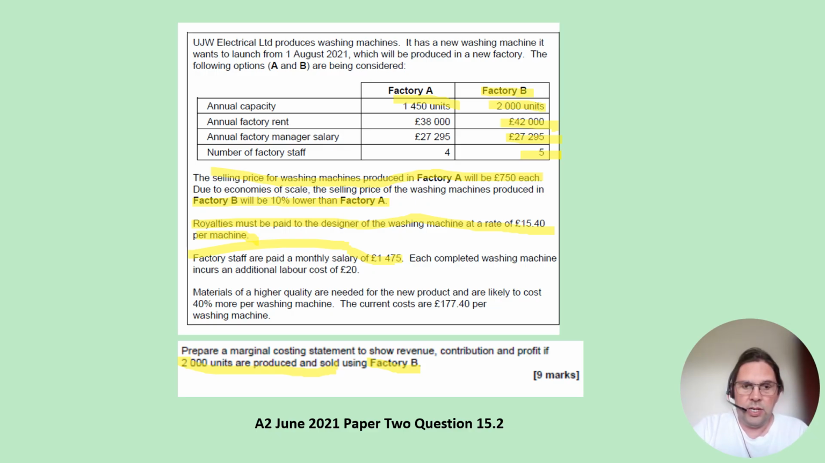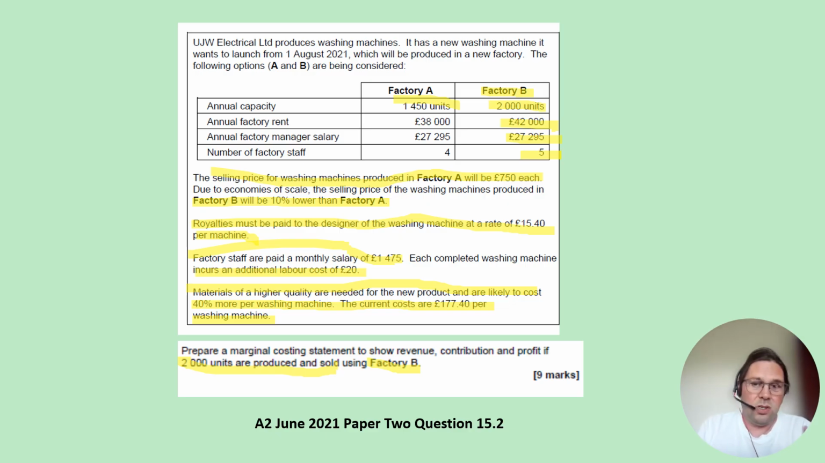That will give you a fixed salary cost for the factory staff. Each completed machine incurs an additional labour cost of £20. Because that is per machine, that is a direct cost or a variable cost, so therefore it will be on the top half of the income statement. Materials are higher quality and are likely to cost 40% more. Current costs are £177.40 per washing machine. So again, working out the additional 40% will get you to £248.36. You're going to get a mark for doing that. It's how we then put all that together and put it into an income statement.